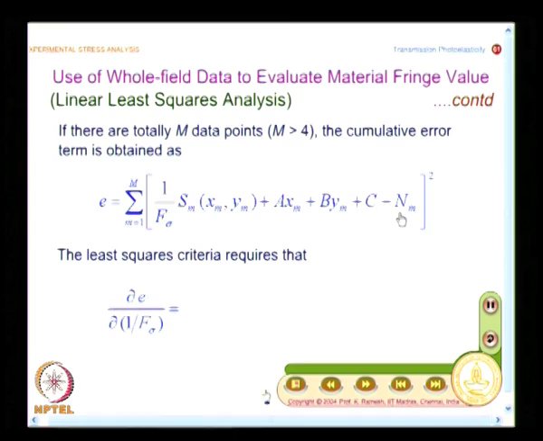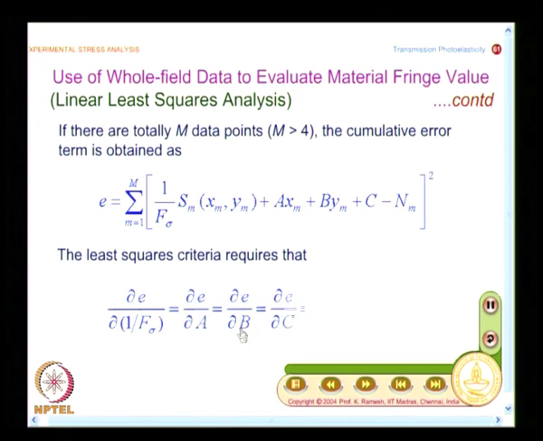See, scientists when they develop a methodology, they also come out and then say in which class of problems this methodology is appropriate, why you should adopt this kind of a methodology. So, what I have here is my focus is to get the value as accurately as possible, and I employ the least squares criteria, and this criteria is nothing but dou E by dou of 1 by f sigma equal to 0. Similarly, dou E by dou A will be equal to 0, and I can write this as an expression like this.